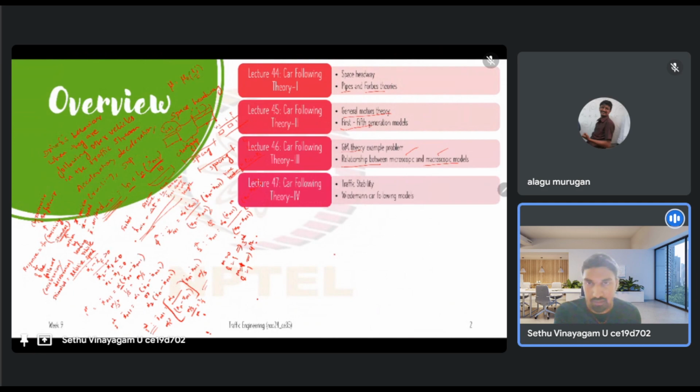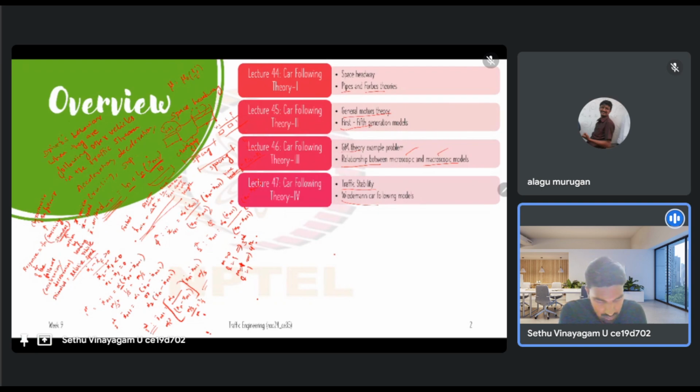Then in the final lecture for car following, we looked at traffic stability and other car following models like the Weidmann models. So traffic stability is basically whether the response keeps changing over time, or it has a stable value over time, right? So we are looking at changes in the responses over time, so that's where we look at traffic stability.